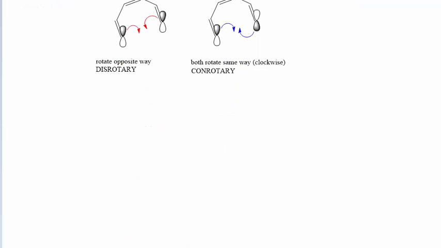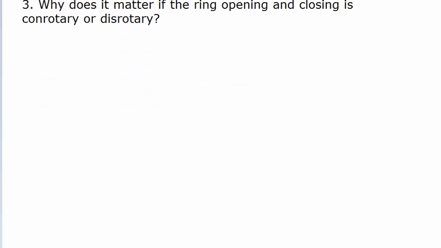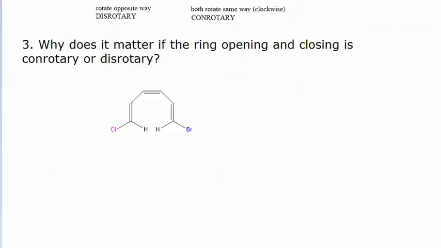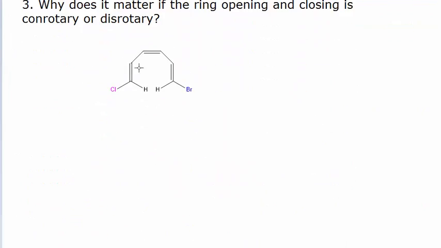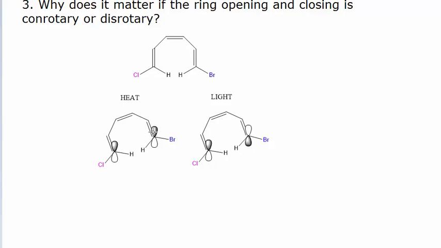So now the new question is, why do we actually care whether the ring closing is going to be conrotary or disrotary? Let's go back to that reaction one more time and change the molecule slightly. Say now, instead of the previous molecule where we just had hydrogens attached here, we have a chlorine and a bromine on our molecule like this. Going back to the previous example, for heat we're going to have shaded, shaded, and for light we're going to have shaded, unshaded.